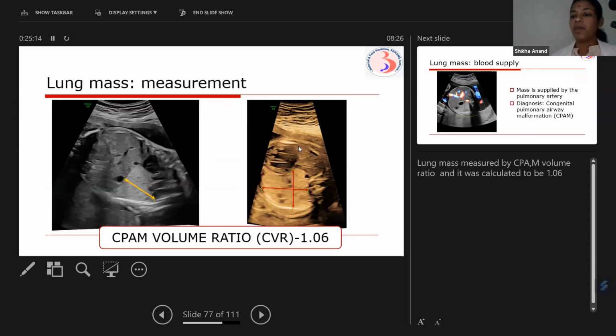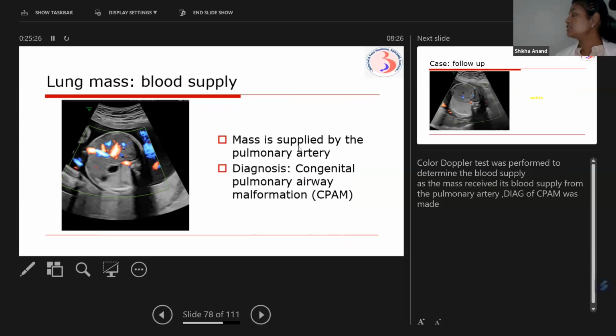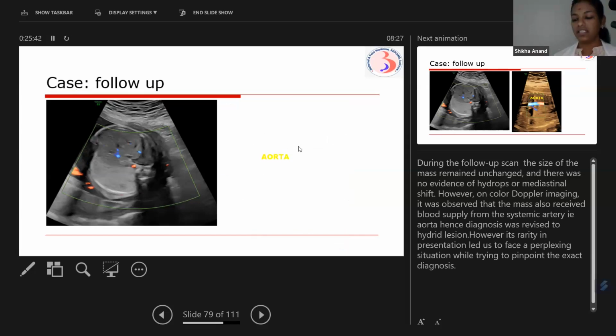The lung mass was measured by CPAM volume ratio, and it was calculated to be 1.06, which was a low risk CPAM. Next, we did a color Doppler, which showed that the mass was supplied by the pulmonary artery, and hence the diagnosis of congenital pulmonary airway malformation was made. The patient was subsequently followed since her CVR was low risk.